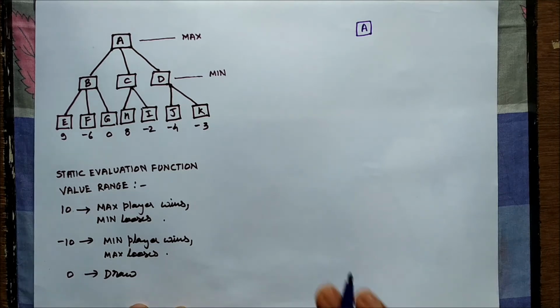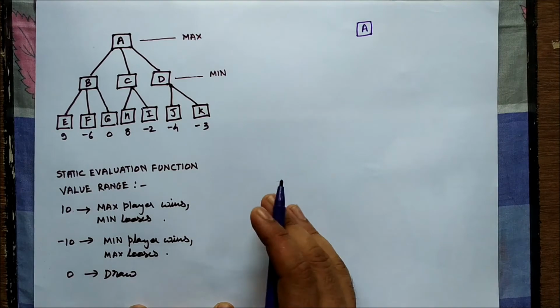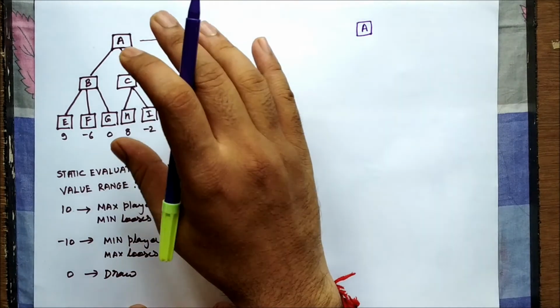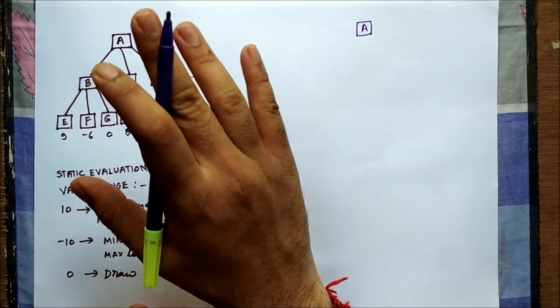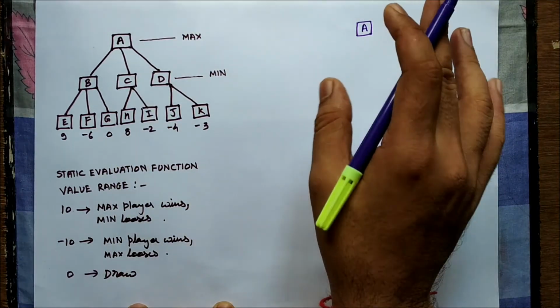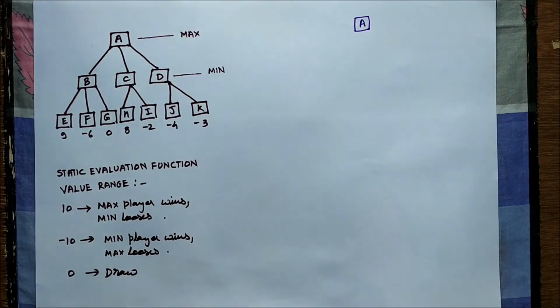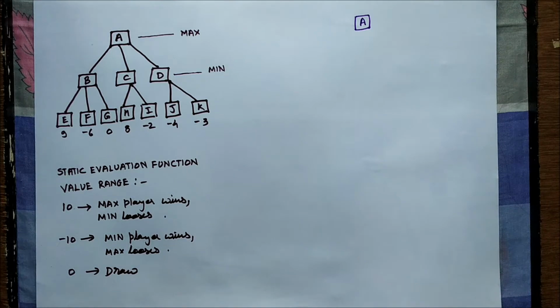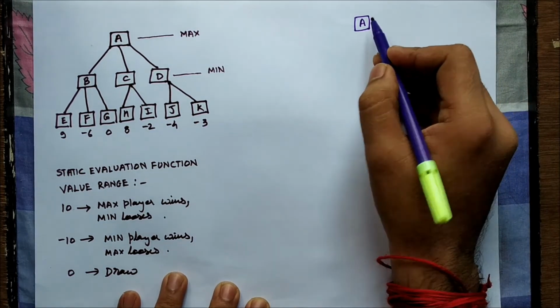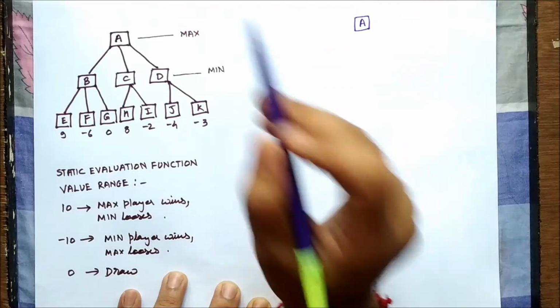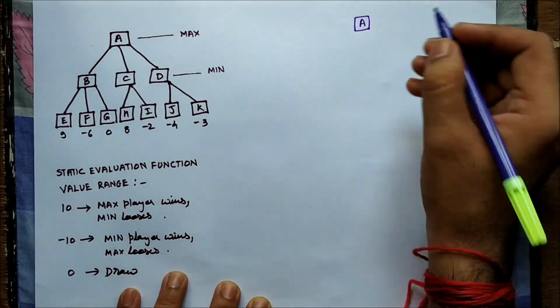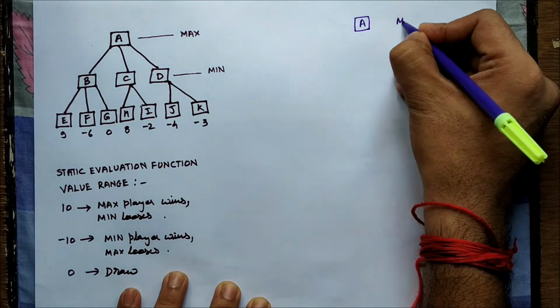Okay, so before we start solving, let us assume that this particular game tree is already there in the knowledge base of the computer, and now the computer is playing the game. Initially assume that the computer player is a max player. Initially A is the node, so it is the max player's turn.